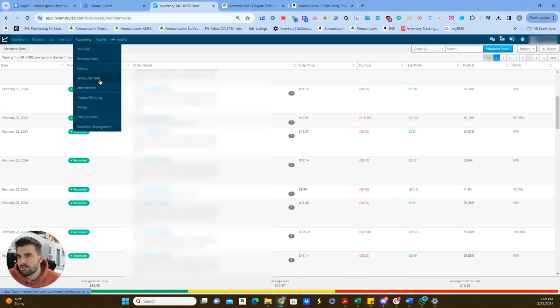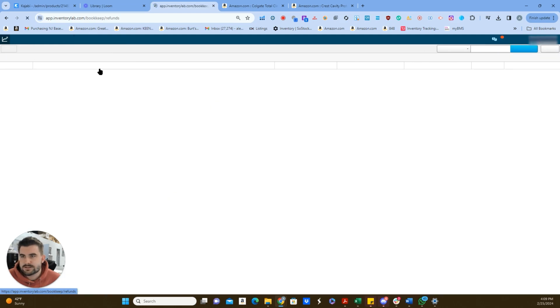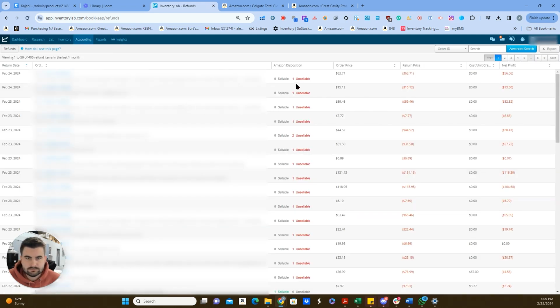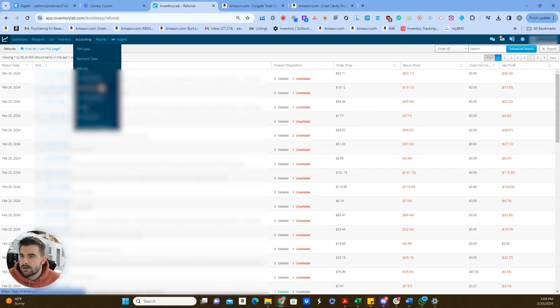A couple other things I want to go over are the refunds. So the refunds tab is basically showing you this is unsellable, return price. This person had to send this product back. We had to eat that cost. These are metrics to really figure out what's getting returned and how much it's costing the business.